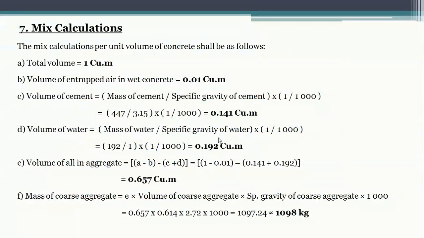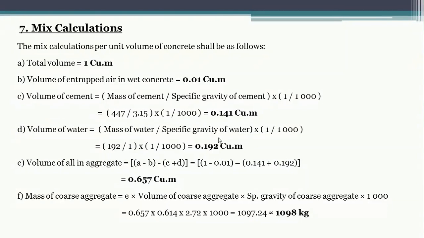Next is the mix calculation. Total volume is 1 cubic meter. I keep telling this: whatever mix design we do is for 1 cubic meter of concrete. So the total volume of concrete is 1 cubic meter, and the volume of entrapped air, which we found in the second step, is 1%. So 1 by 100 gives 0.01 cubic meter.